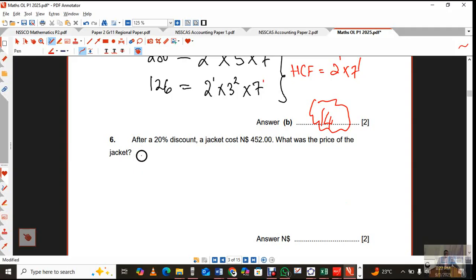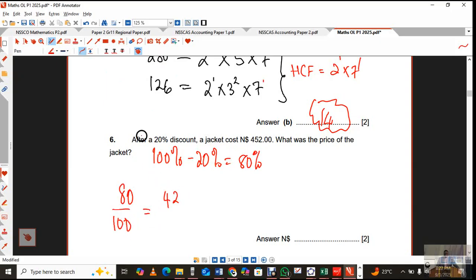We know that this 452 represents 80% of the original. Because when you are doing a discount, you say 100% minus 20% is 80%. So what you have over here, this representation, this 452, is actually equal to 80% of the original amount, which we don't know.